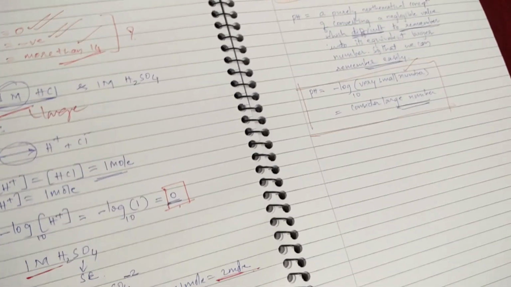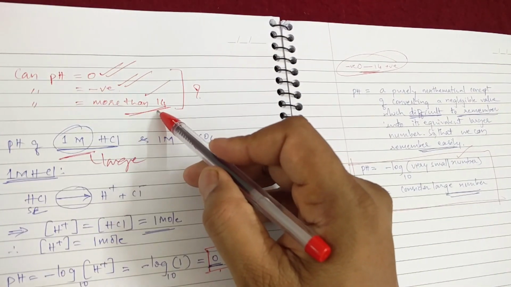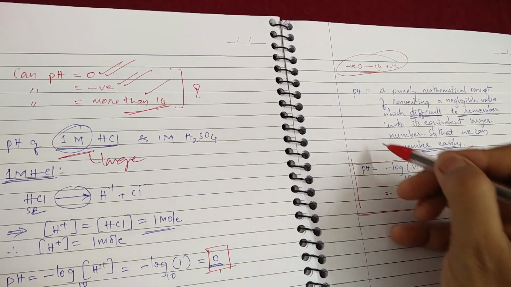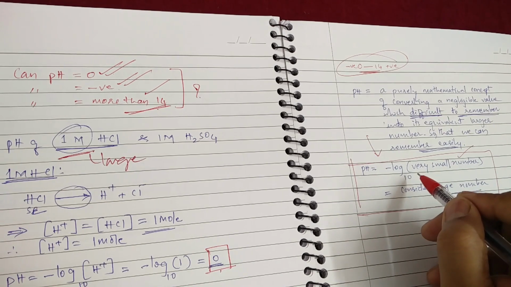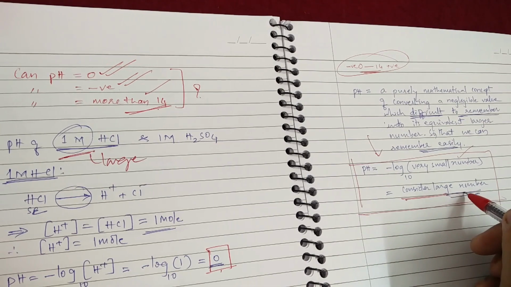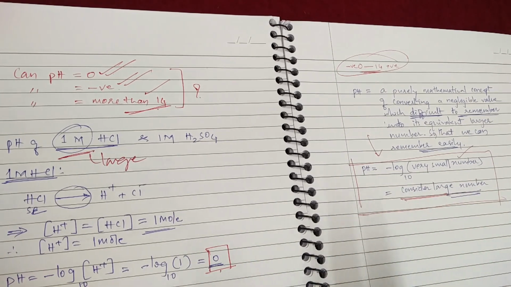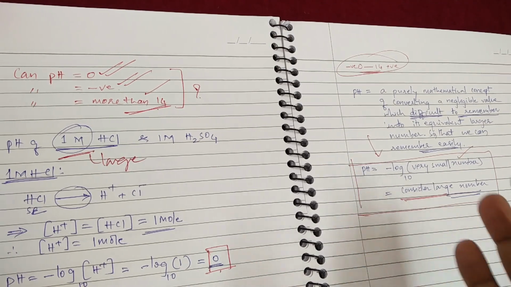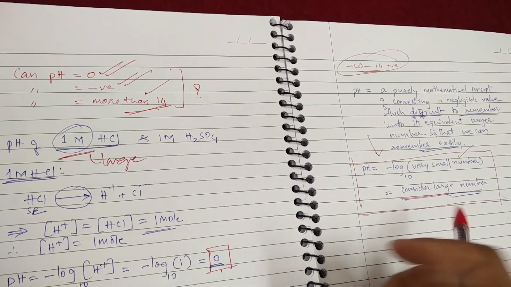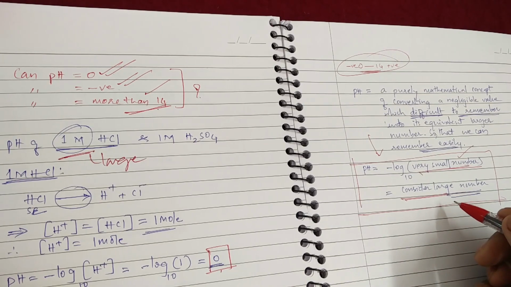Therefore, students, pH can be 0, it can be less than 0, or it can be more than 14. But the concept of pH is developed only for applying to very small numbers so that we can convert them into equivalent larger values. Is that clear? Hence, pH can be negative or more than 14, but it should not be like that. The concept of pH should be applied only for small numbers, so that we can convert them into a larger value. Isn't it useful?